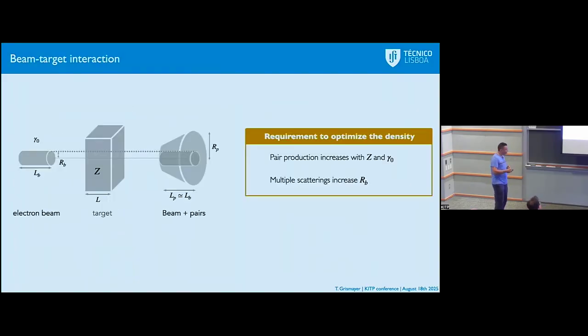So this is the setup. We use the same electron beam. You can choose the L, you can choose the Z, from Z equal 1 to 100, whatever you want. What is the requirement to optimize the density? Be careful. Pair production increases with L, it also increases with Z, and increases with gamma naught. But these are very divergent pairs, as you will see, because there is multiple scattering in the targets. As you scatter more, the density will decrease. So there is a kind of trade-off in optimizing the L and the Z.